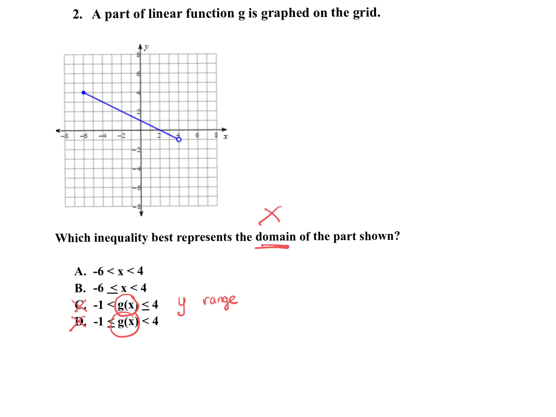And now if we're doing test-taking strategies, if you look at A and B, they both have the same values. So here's my -6, and here's my 4 right here. -6 right here has a closed circle, so it should have an equal to sign, like this does in B. And on the other side, it's an open circle. In letter A, I'm missing the equal to sign, so it's not A. It has to be letter B.